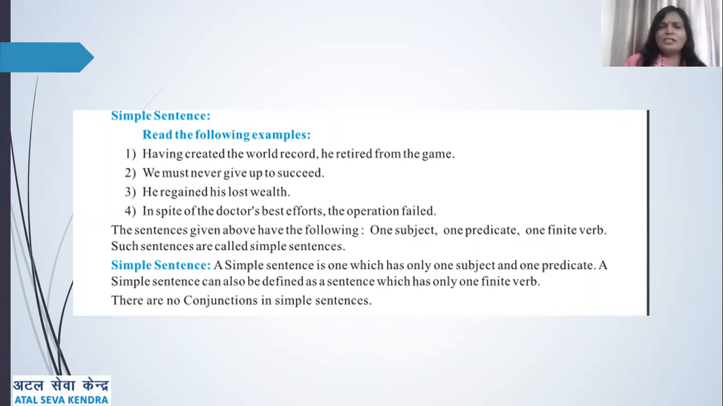Very easy to spot a simple sentence. One subject, one predicate, one finite verb. A simple sentence is one which has only one subject and one predicate. And as I told you, one finite verb. No conjunctions in simple sentences.